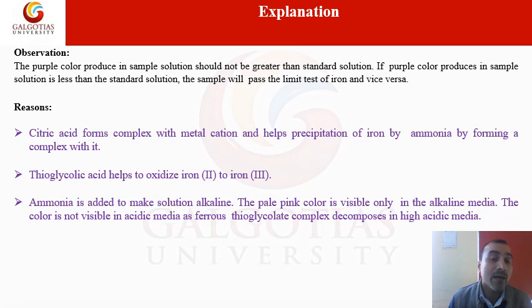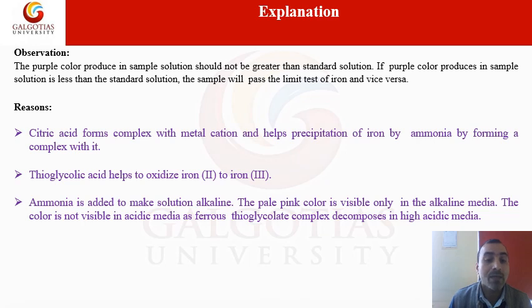Now the reason why we are using citric acid, why we are using thioglycolic acid, what is the use of ammonia here. In short, citric acid forms a complex with the metal cation, which prevents precipitation of iron by ammonia. Thioglycolic acid helps to reduce ferric to ferrous form, meaning iron 3+ to iron 2+. Ammonia is added to make the solution alkaline, and this pale pink color is visible only in alkaline media.